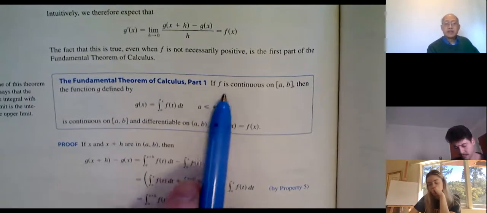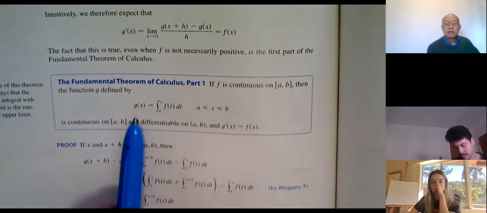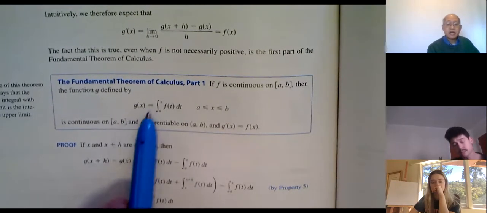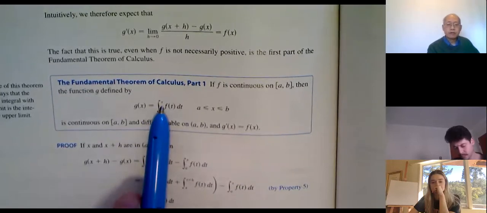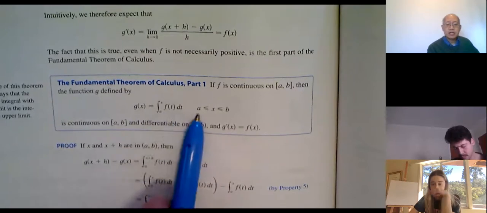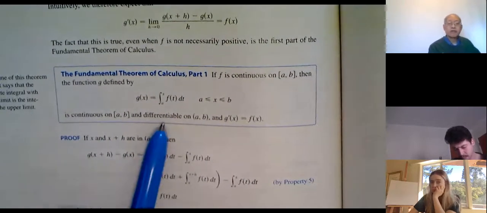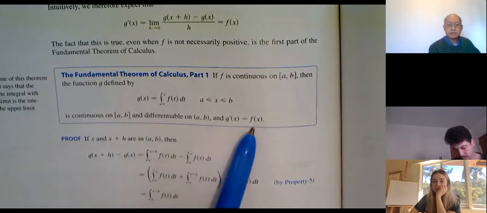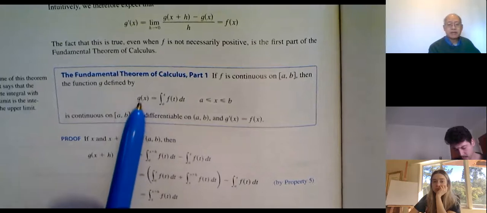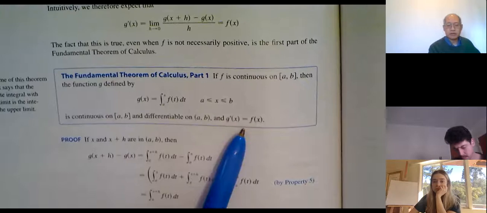Okay. If f is continuous on a closed interval from a to b, then g of x, integral from a to x, so constant here, variable here, f of t dt, x between a and b, is a continuous function and differentiable on a and b, and g prime of x is f of x. Okay. Main thing is the derivative of this integral is the function itself. That's sort of what they're saying.